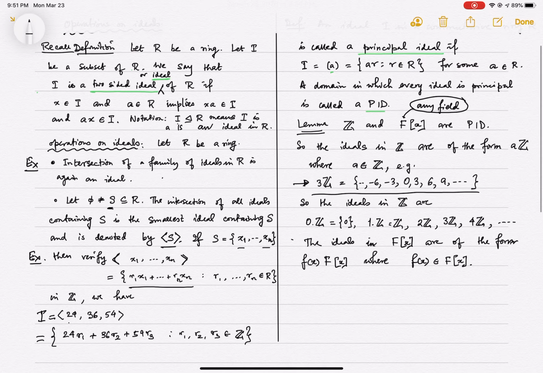Well, by the way, that does not look like multiples of a single number. But here is another exercise. Verify that this is the same as 6Z, where 6, you must have noticed, is the GCD of these three numbers. I mean, I can say a little bit about this. 6 can certainly be written as a combination of these guys. Look, 6 is 1 times 24 plus 1 times 36 plus minus 1 times 54.